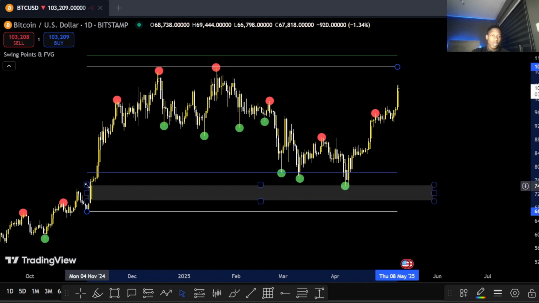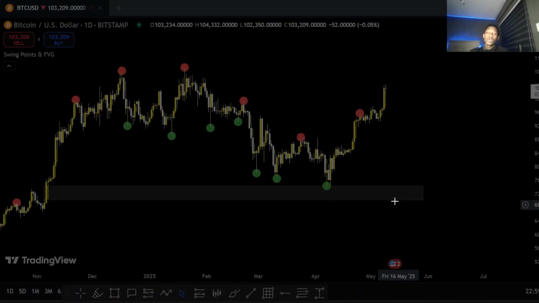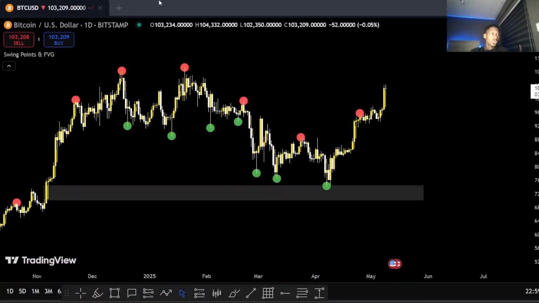For me, I just wanted price to come in a little bit deeper, so we missed that entry and price pushed all the way to the top, right? So it is what it is. But now when we look at price in and of its own, right? Let me just do this.